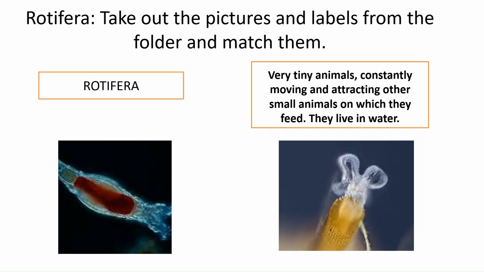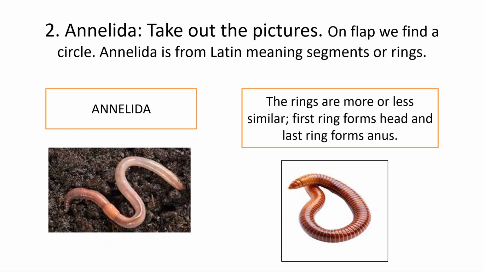Rotifera. You have the picture, then we have the label which reads, very tiny animals constantly moving and attracting other small animals on which they feed. They live in water. And keep the picture next to it. Next folder reads Annelida. Take out the pictures.